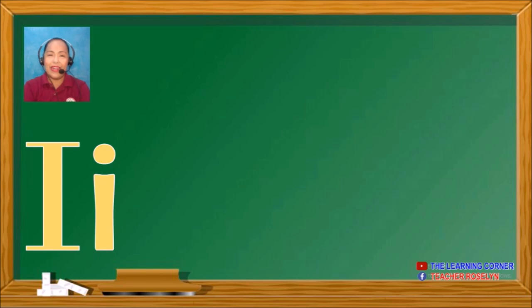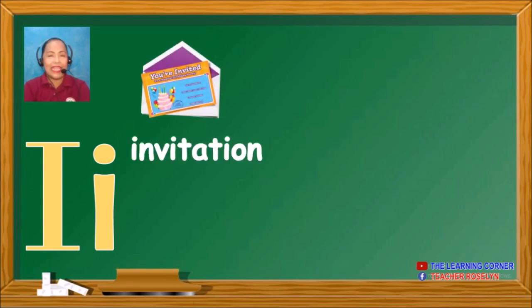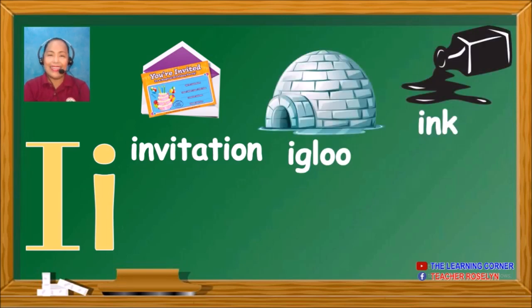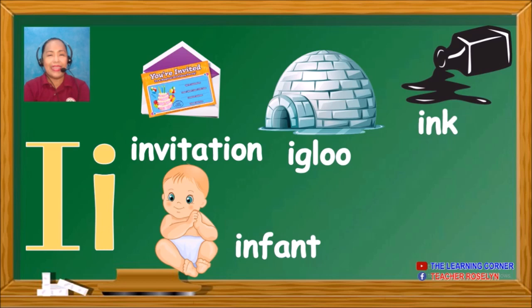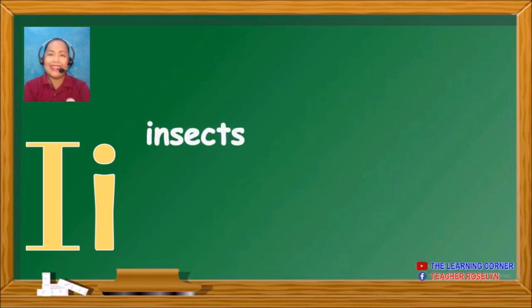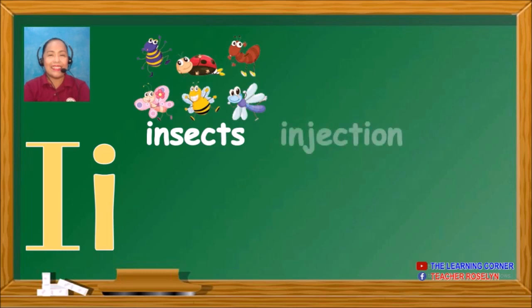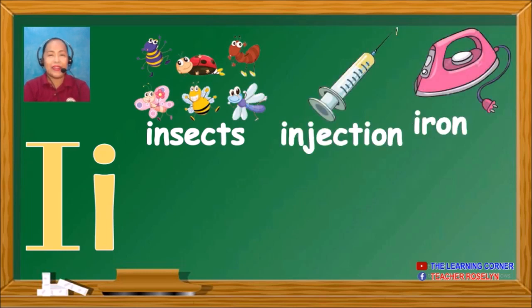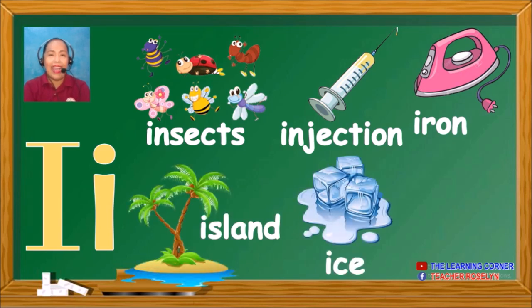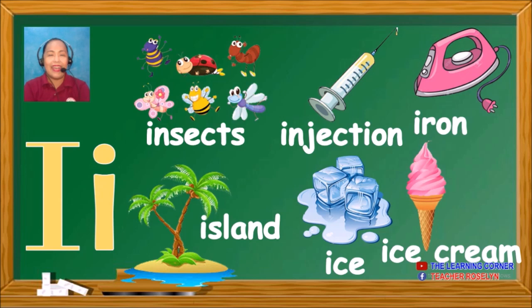Now, letter I. I for invitation, igloo, ink, infant, Indian, insects, injection, iron, island, ice, ice cream.